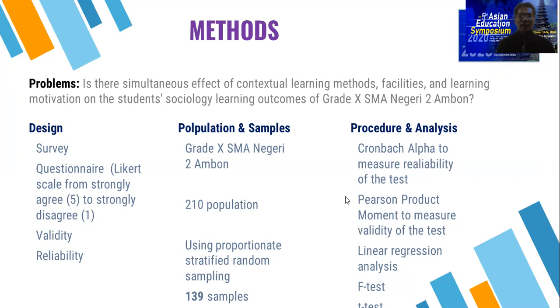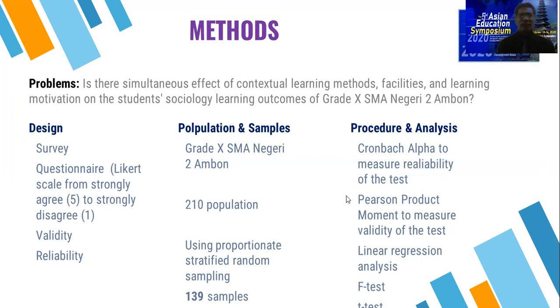So that's the problem. When we talk about simultaneous effect, we also want to know about the partial effect of each variable, like the contextual learning method, facilities, and learning motivation on the student's sociology learning outcome. Okay, then what's the design of this research? As I told you before, we use a survey, and the survey here is categorized in quantitative research methodology, especially when we use a questionnaire and analyze it quantitatively.